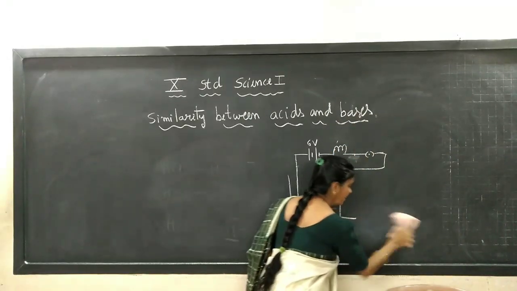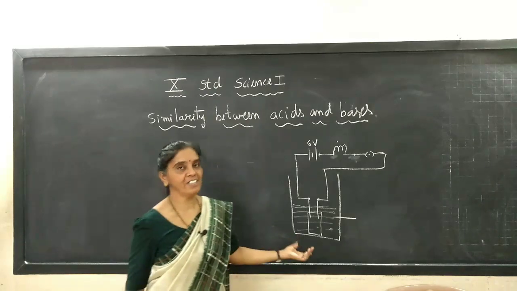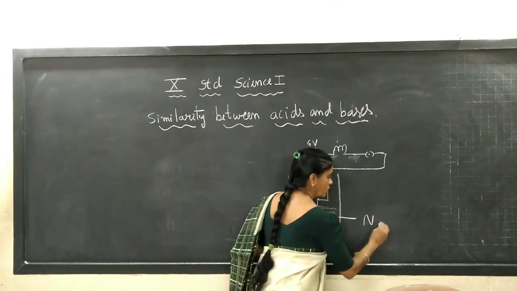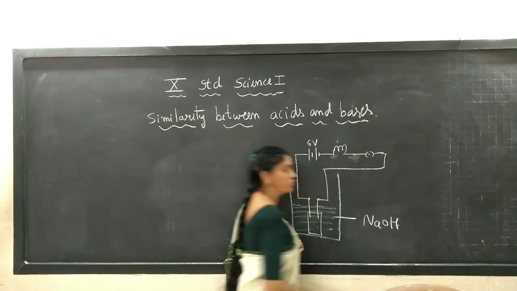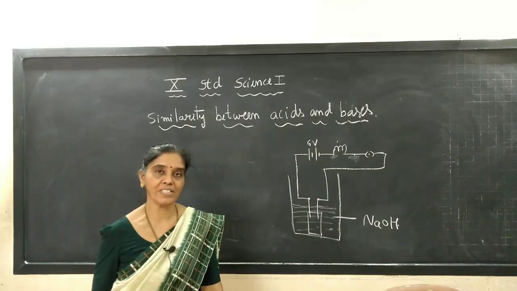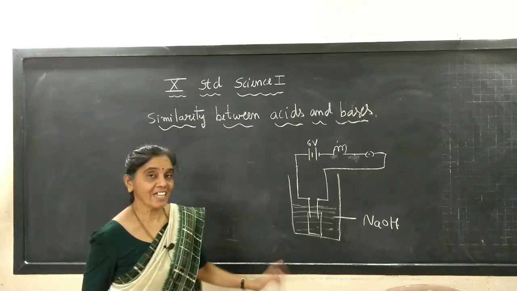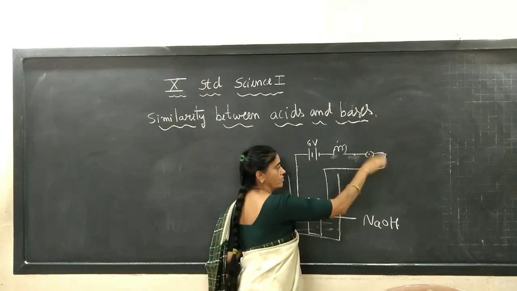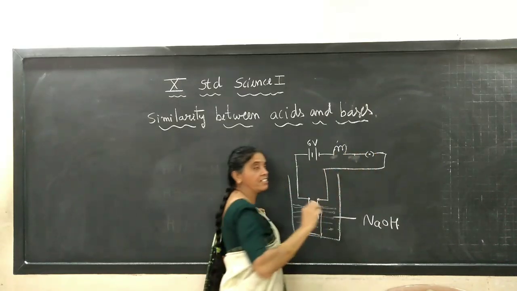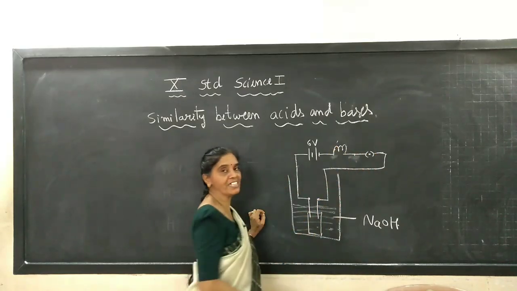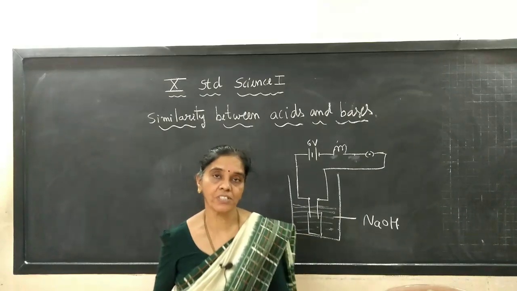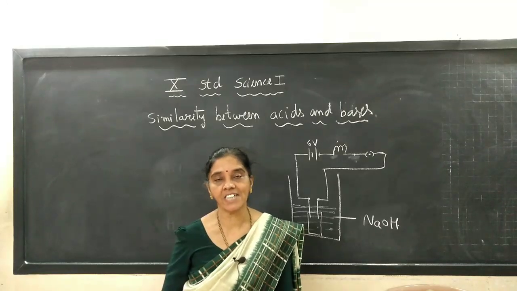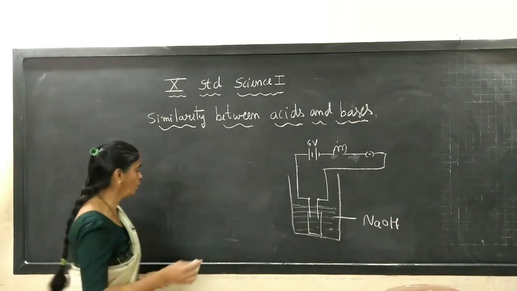Now take water and dissolve a small amount of a base, say sodium hydroxide. When you dissolve a small amount of the base sodium hydroxide, again you can see the glow in the bulb. When you turn on the switch, again the bulb will glow, indicating the basic solution in water conducts electricity. So both acids and bases conduct electricity in water.